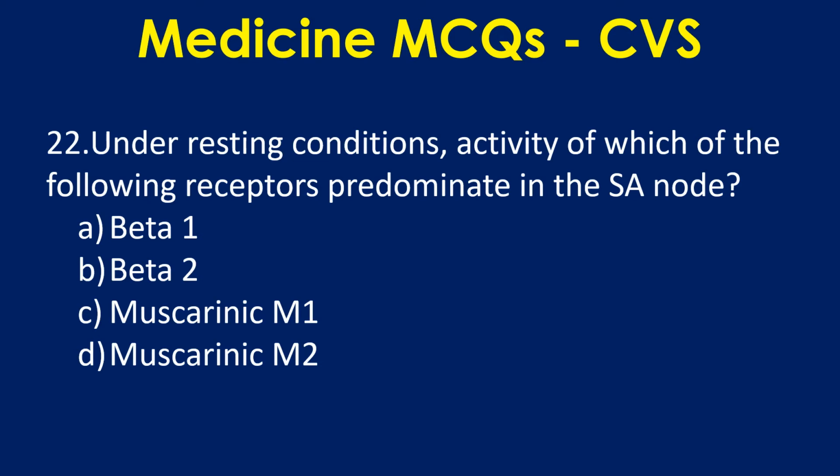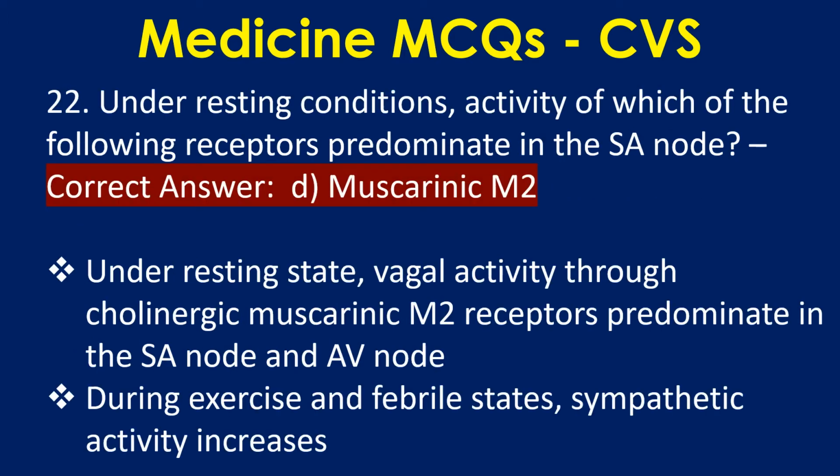A. Beta 1, B. Beta 2, C. Muscarinic M1, D. Muscarinic M2. Correct answer: Muscarinic M2. Under resting state, vagal activity through cholinergic muscarinic M2 receptors predominates in the SA node and AV node.